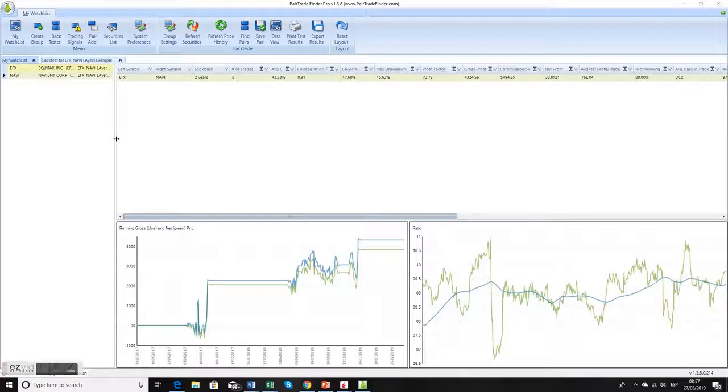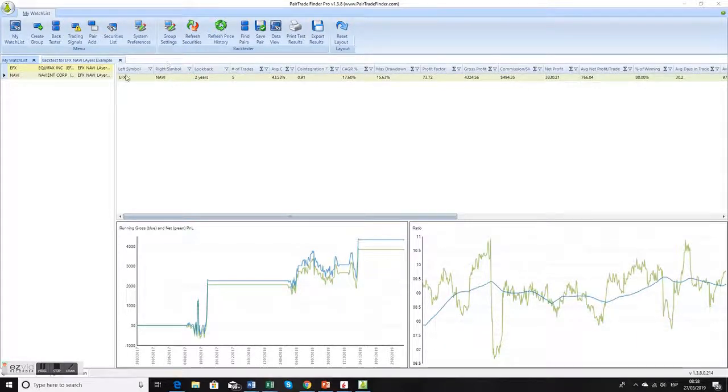PairTrade Finder team here. Have you ever wondered whether there's a better way to trade pairs than just an entry at 2.0 stretch and an exit at 0.0 standard deviation stretch? Well, in this video we're going to take you through the layers function of PairTrade Finder Pro version 138 and how you can use that to boost your reward risk on a lot of the pairs that you trade.